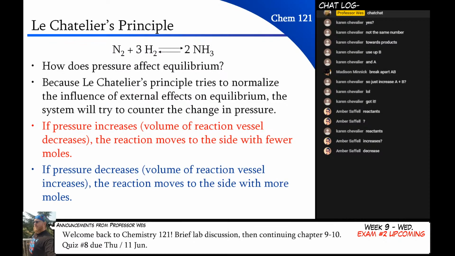And there's our summary. If pressure increases, the reaction moves to the side with fewer moles. If pressure decreases, the reaction moves to the side with greater moles. The reason for that is it's trying to undo the pressure changes that we are inducing.